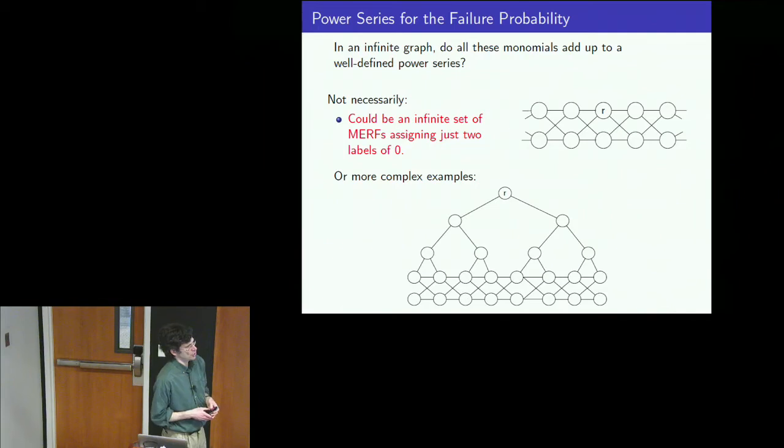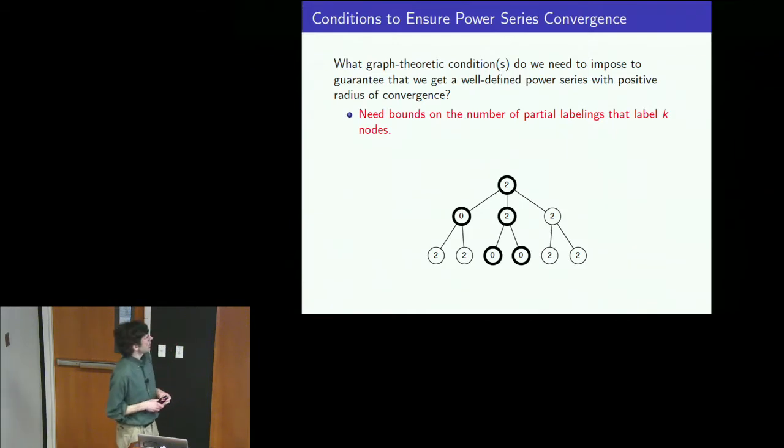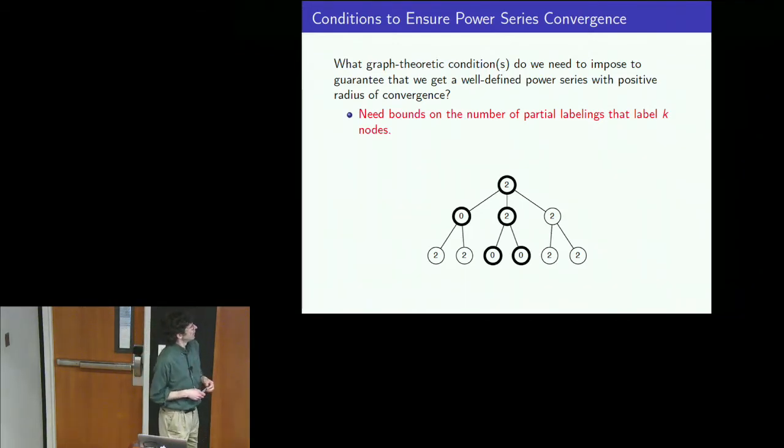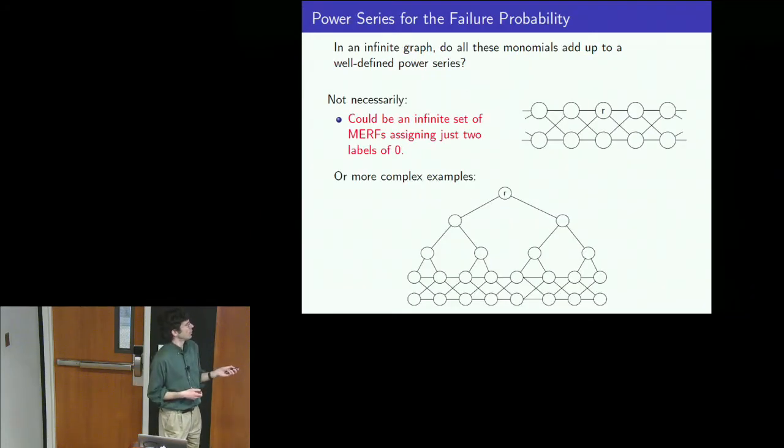So you can prove it for the tree as a one-off. You can just prove that the tree does have a positive radius of convergence. But it'd be nice to say what's the broader class of graphs that includes other things. So here's how we need to figure out what conditions, graph theoretic, structural conditions, we need to impose on the graph to guarantee this. And the rough thing we need is bounds on the number of partial labelings that label k nodes, right? The problem here was there was an infinite collection of MRFs that all labeled a bounded number of nodes, and that created this enormous pileup.